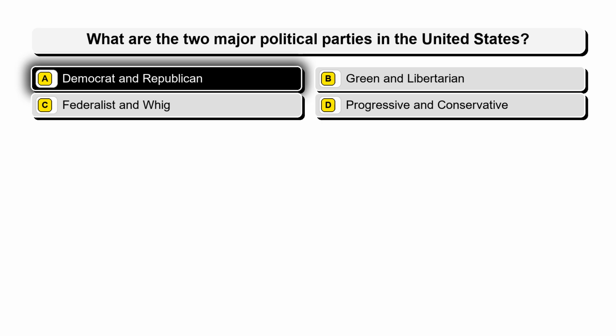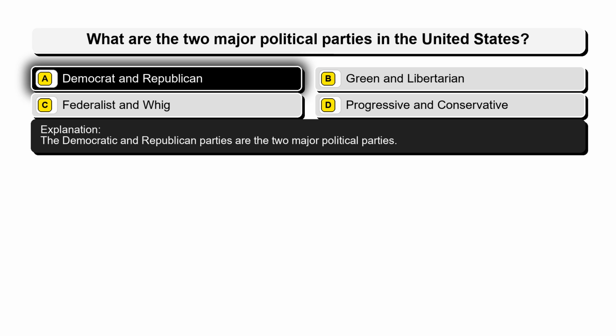The correct answer is option A, Democrat and Republican. The Democratic and Republican parties are the two major political parties.